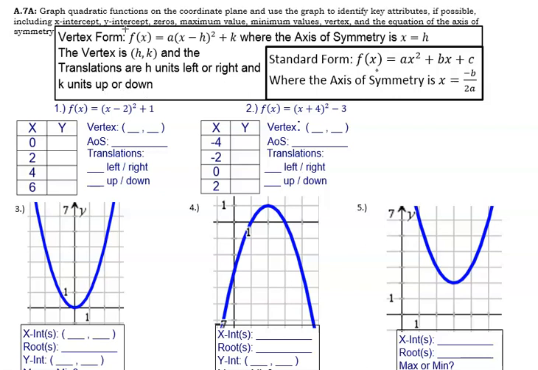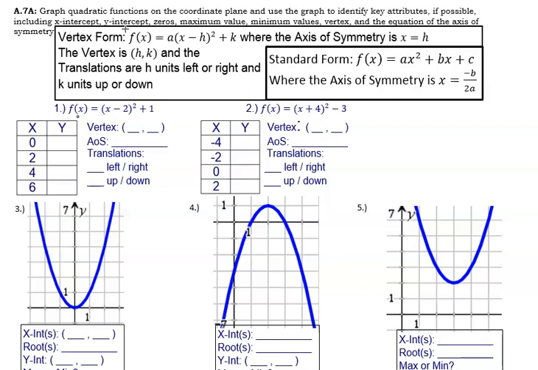Our standard form equation is f of x equals ax squared plus bx plus c, where the axis of symmetry is x equals negative b over 2a. These are both the same equation. They're both quadratic. It's just they're in different forms. So let's look at the first one.